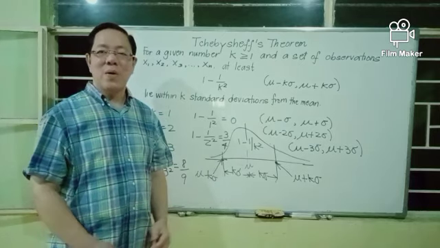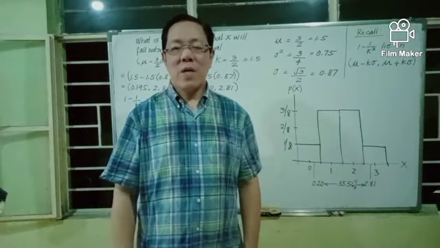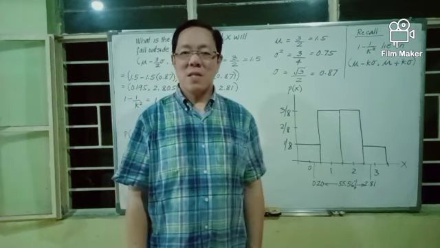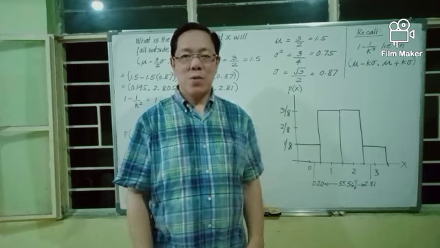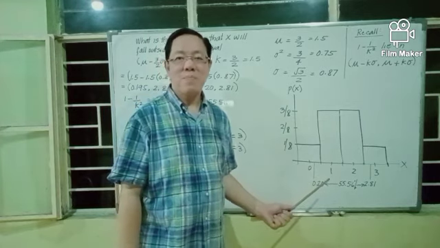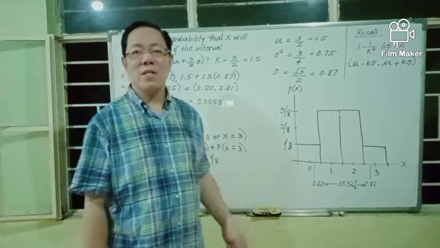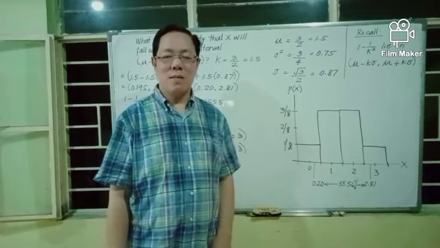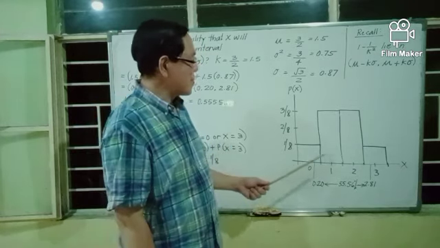We take an example for applying Tchebysheff's theorem. For our example, we consider again the problem of tossing 3 balanced coins simultaneously. We have shown earlier that this is the probability histogram that represents the probability distribution of the discrete random variable x, representing the number of tails when 3 balanced coins are tossed simultaneously.